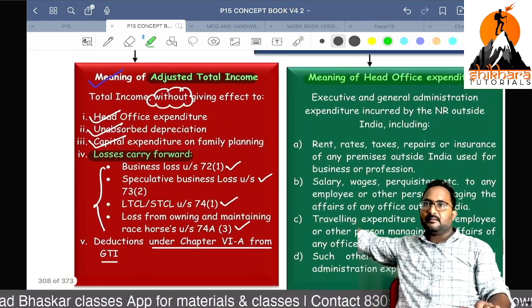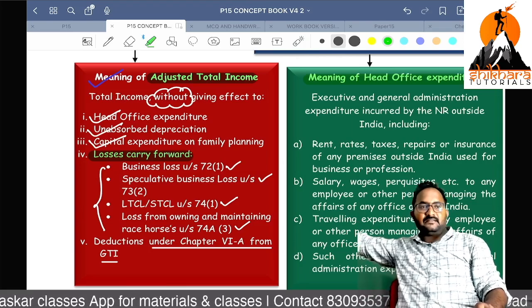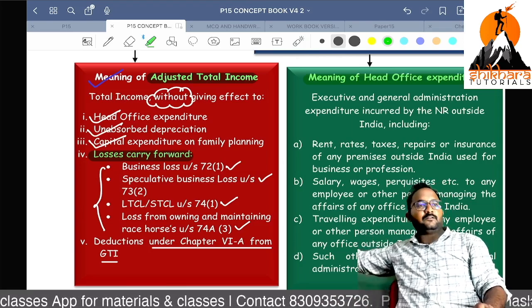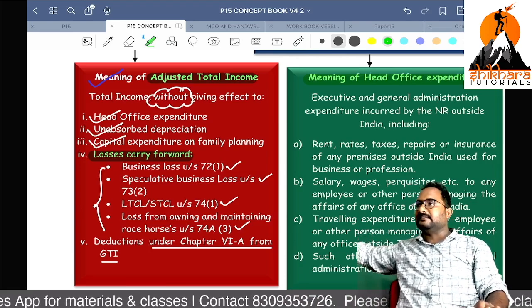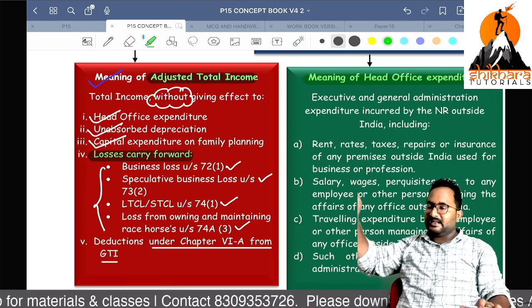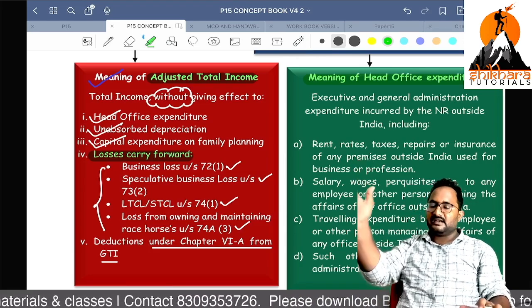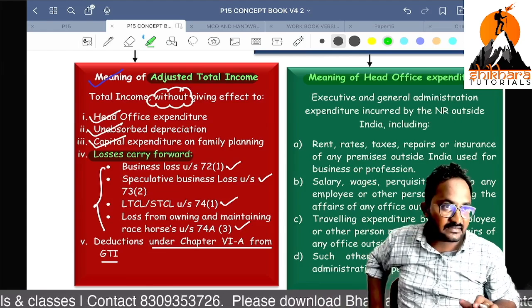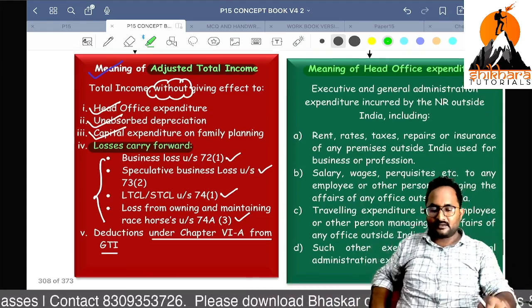Can you repeat the important ones again? Head office expenses, unabsorbed depreciation, capital expenditure on family planning, not revenue but capital expenditure, business losses, capital gain losses, income from other sources related to owning and maintaining of racehorses, and all Chapter 6A reductions. So are you clear?